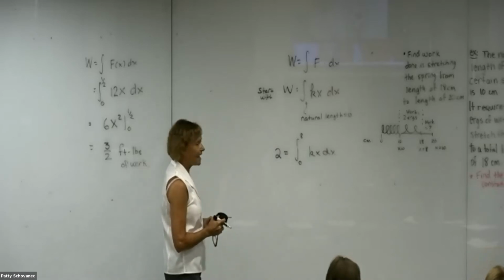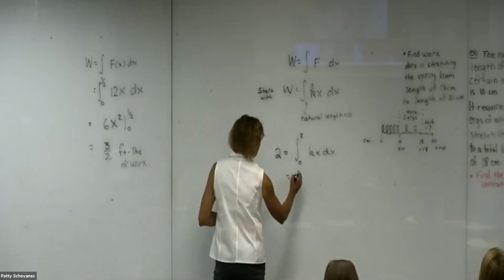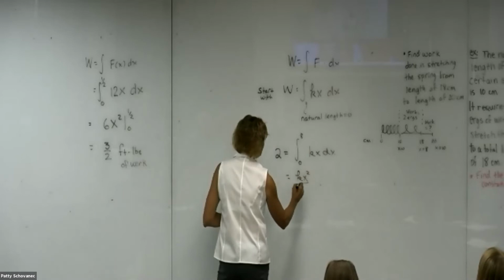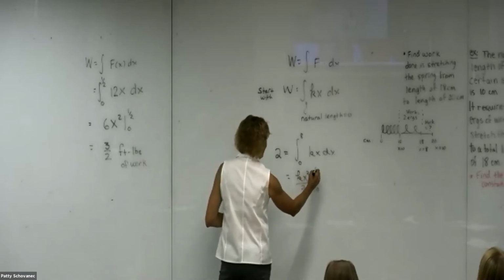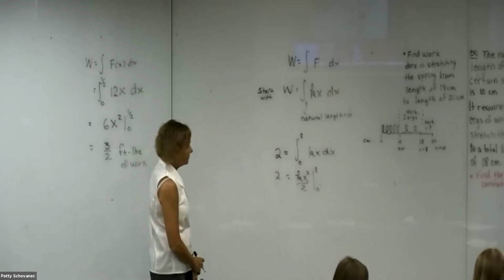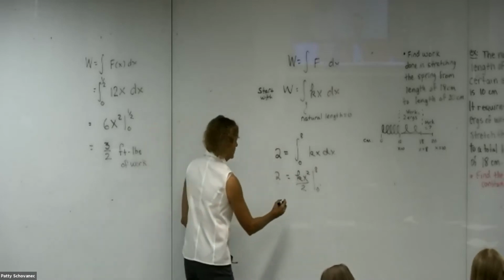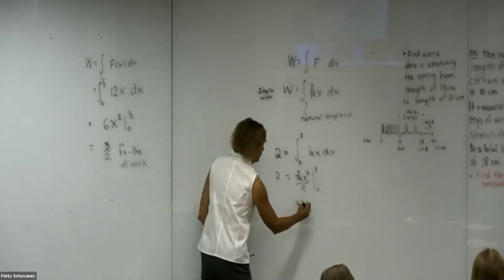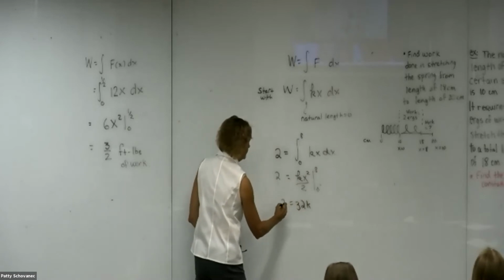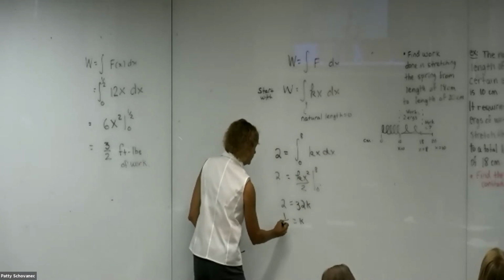So I integrate Kx and get Kx squared over 2. Evaluate that from 0 to 8. 8 squared is 64. 64 divided by 2 is 32. So I get 32K over here is equal to 2. So K is going to be 2 over 32 or 1 over 16.